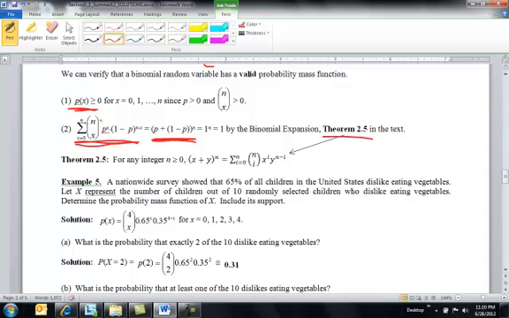I'm trying to show that no matter what you put in for n, as long as n is a positive integer and p is between 0 and 1, this is always going to sum to 1, so we know it's always a valid probability mass function.